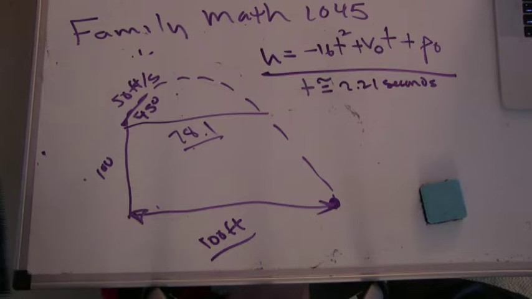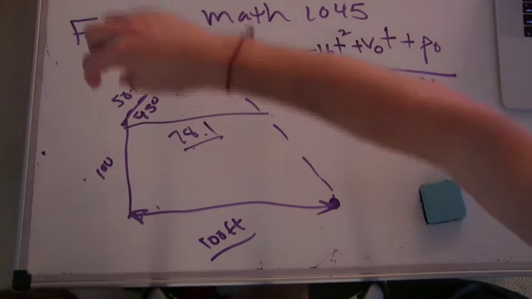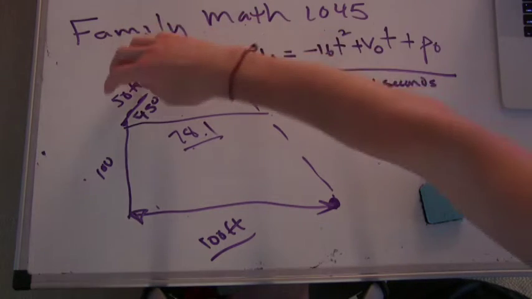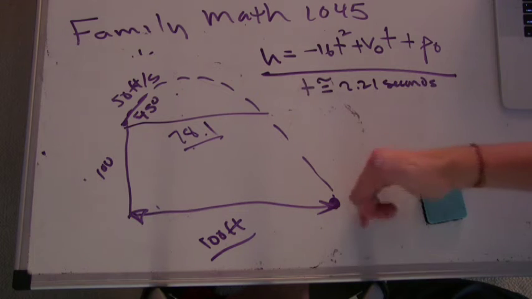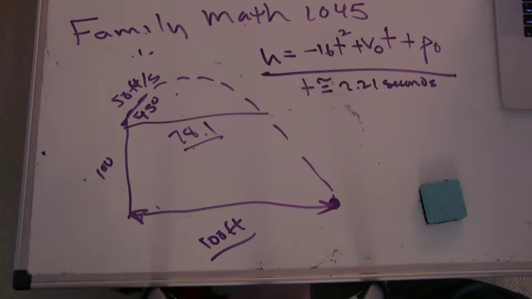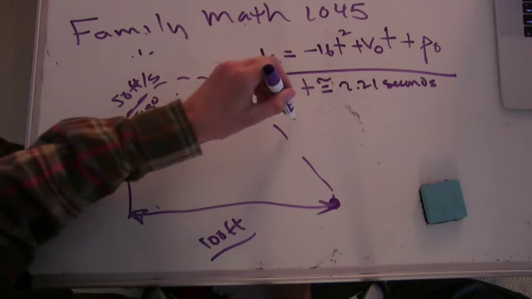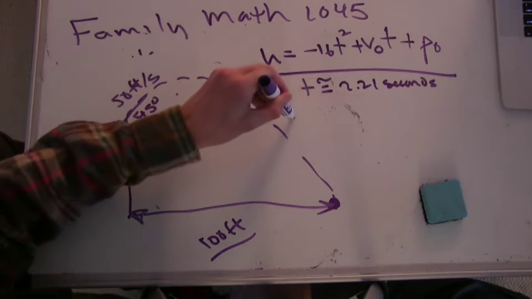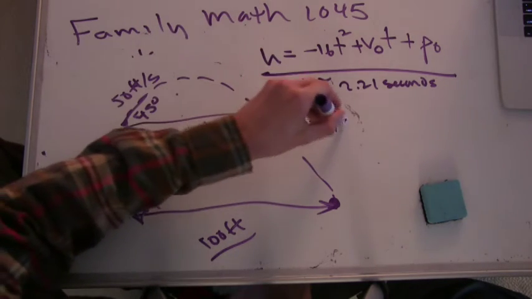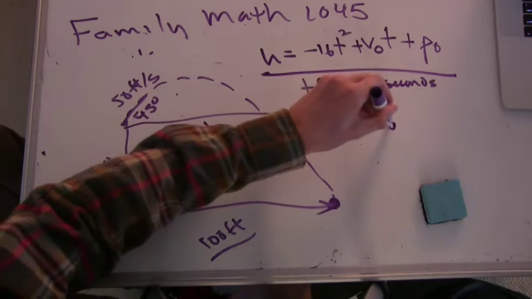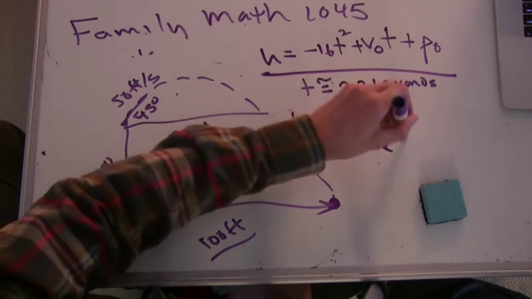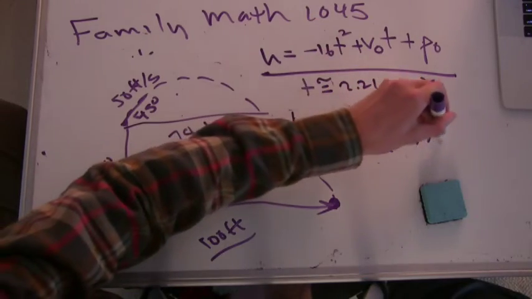So you're on top of a 100-foot building, you throw the ball at 45 degrees and 50 feet per second, and we're going to try to figure out when it hits the ground. So I guess this time our vertical equation is going to be minus 16t squared plus 50 over root 2 t, and then plus 100.